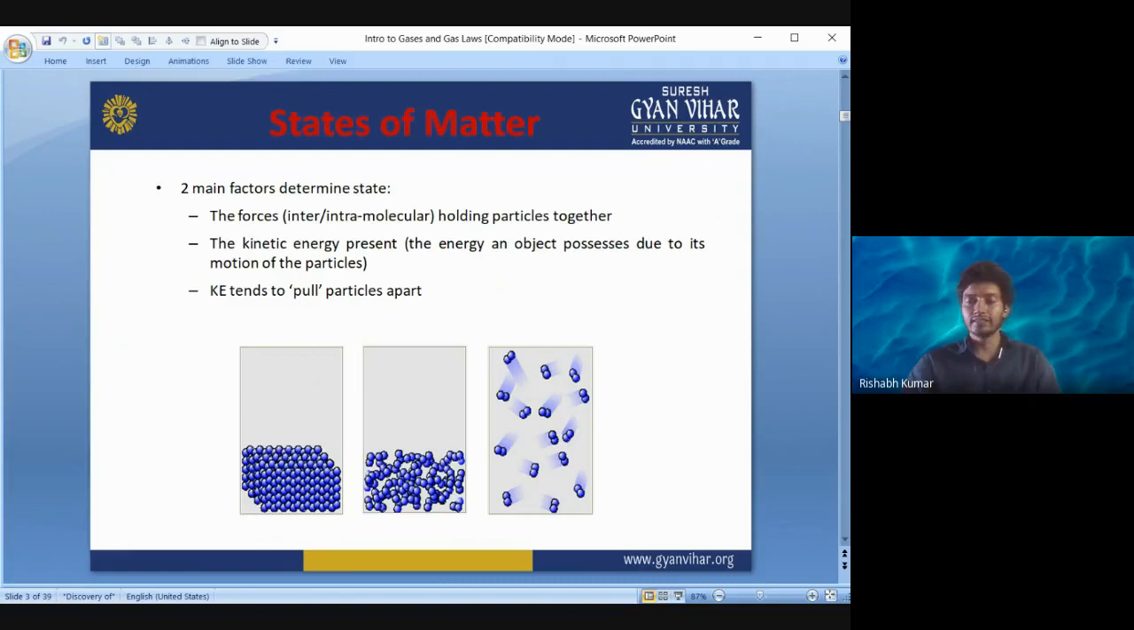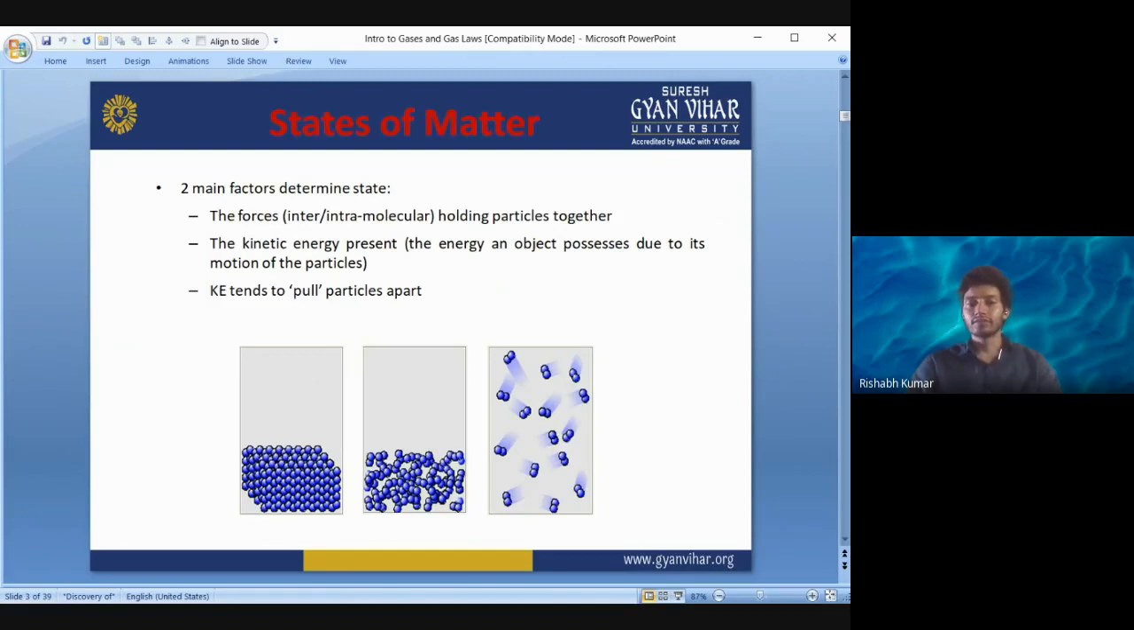So there are two main factors that determine the state of the matter. One is the forces, inter or intramolecular forces holding particles together. So as we know, when intermolecular forces are very strong, then the matter tends to become solid, right? Because in solid, your bonding is very strong. And if it is intermediate, not that strong but not that loose, then your matter tends to become liquid. And when there is absolutely no or very low intermolecular forces or bonding, then the matter tends to transform into gas.